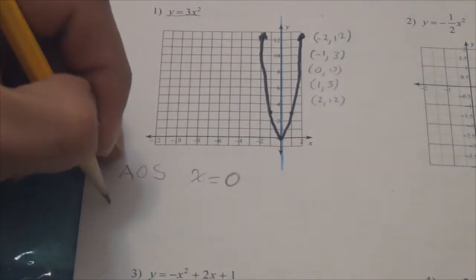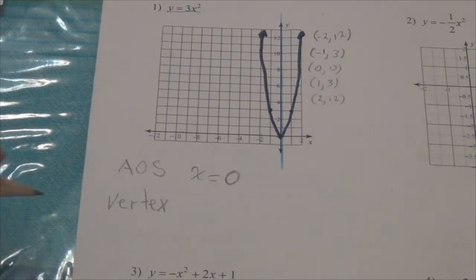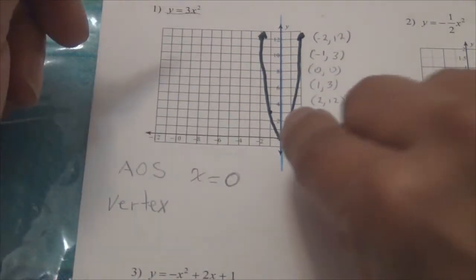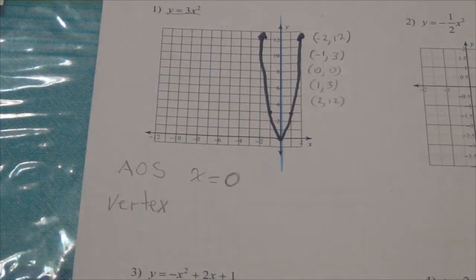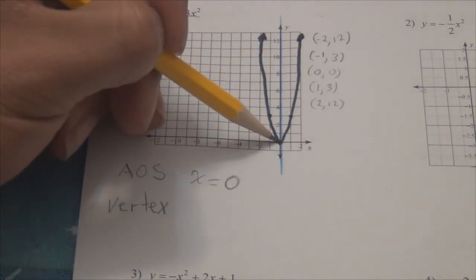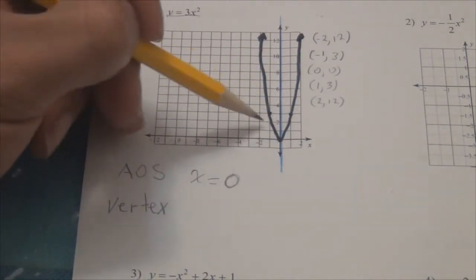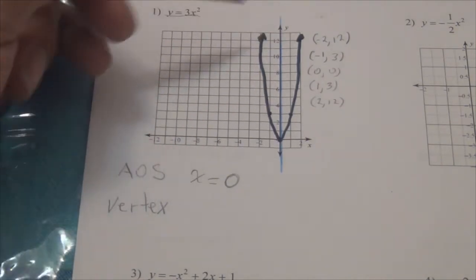Now, there is also something called the vertex. What is the vertex? The vertex is the point where you can grab the parabola and turn it around, like if you had it in your hand. Another way of looking at it is that the vertex is the turning point where the y values start repeating. You see? 3, 3, 12, 12.